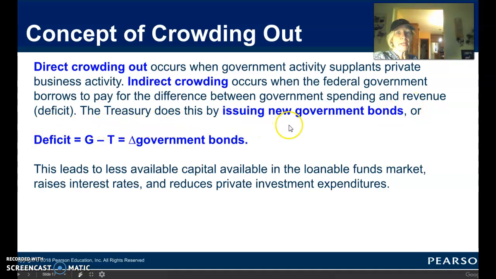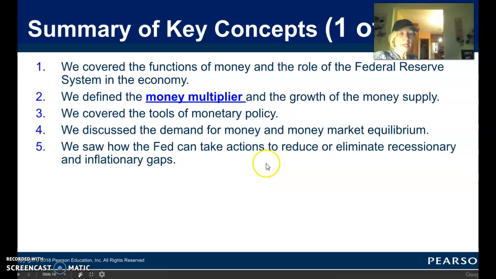The Treasury does this by issuing new government bonds, which is kind of what we're doing right now because we're trying to keep people able to put food on their table and not have to go to work because of the COVID-19 virus. So that is kind of what indirect crowding is. And that leads to less available capital in loanable funds market, could potentially raise interest rates, and that thus reduces private investment expenditures. Hopefully that doesn't happen, but that is kind of the general trend when the government does indirect crowding.